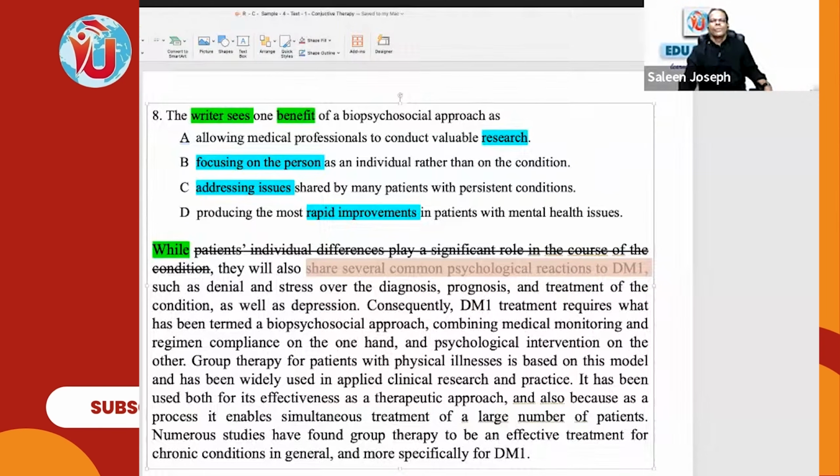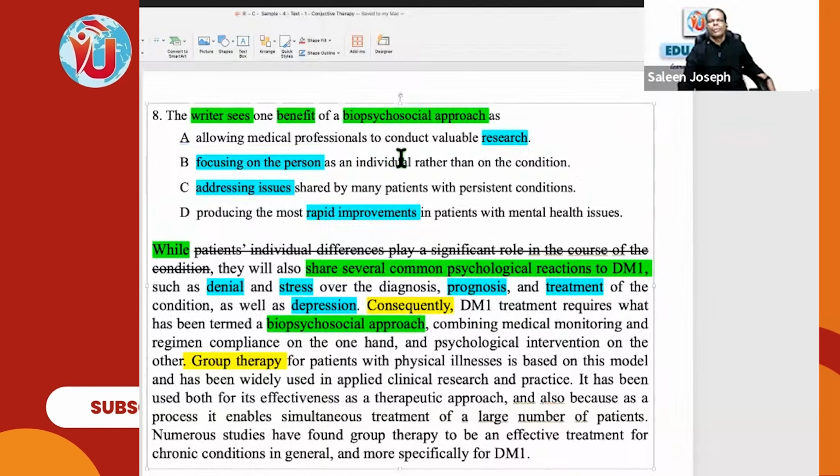So the question also says, is there any option which says this? Yes, C says addressing issues shared by many patients with persistent conditions. So the topic sentence itself gives you an idea. So C is the answer, right? Allowing medical professionals to conduct valuable research. Do they speak of any medical professional conducting research anywhere? No. Nothing is mentioned about medical professionals, doctors, nurses, somebody doing some research.